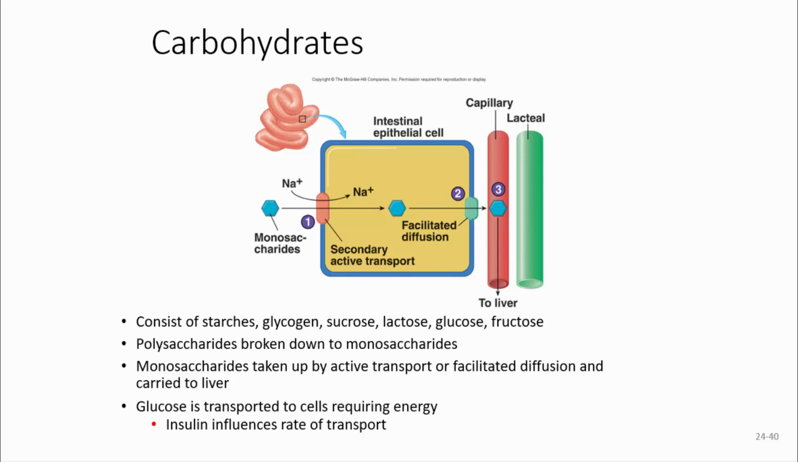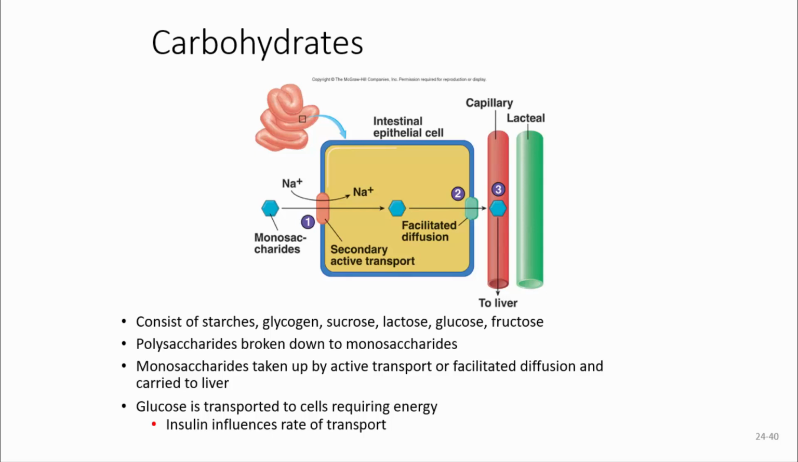How it influences the rate of transport is that we have these GLUT receptors, these glucose transport receptors, that the insulin helps to install into the cell. The more of these receptors that are plugged into the cell, the more glucose it's going to transport. And that transport is going to be facilitated diffusion. So it doesn't take energy, it's diffusion, but it's facilitated diffusion.